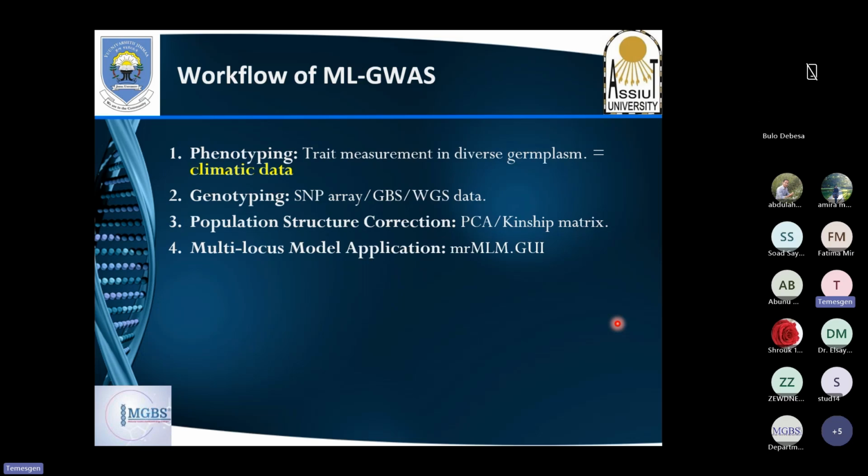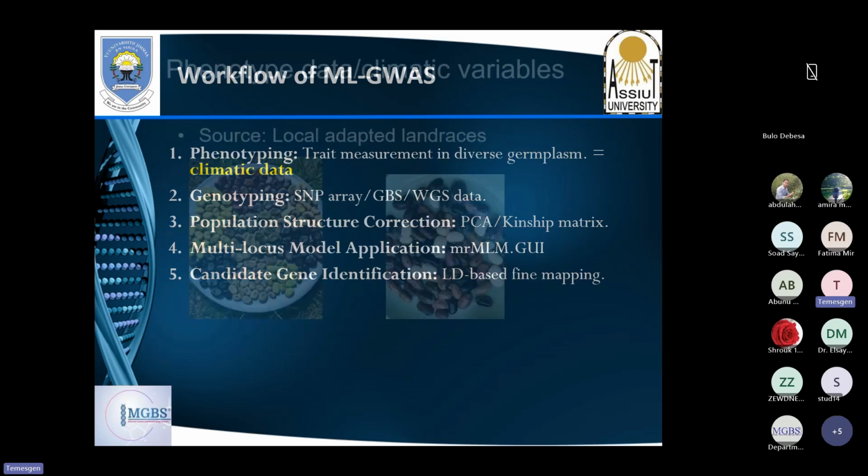Then we should also account for population structure, using a PCA or kinship matrix. And the multi-locus model, for example this MLMM model, is what we look at today. Finally, we'll do candidate gene identification. To do the identification, first we have to do LD decay, then we'll see how to use multi-locus GWAS to identify a candidate gene for those specific adaptive alleles.